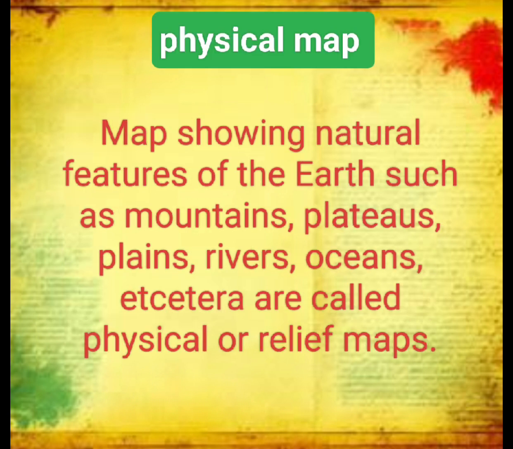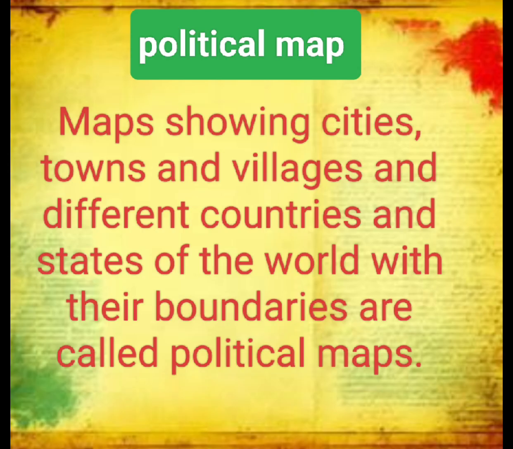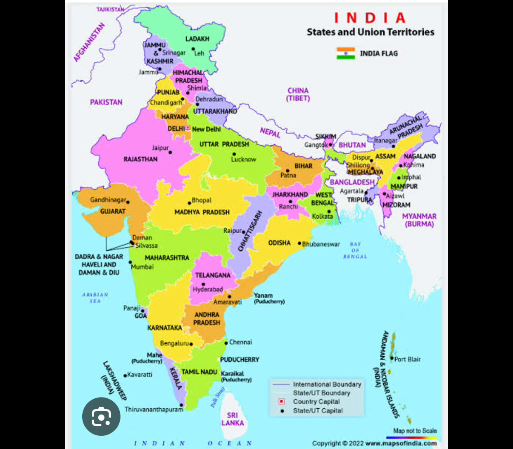There are different types of maps we are discussing here. The first one is the physical map. Those maps which show natural features of the earth like mountains, plateaus, plains, rivers, oceans, etc. are called physical maps or relief maps. The next type is the political map. Those maps which show the cities, towns, villages, different countries, states of the world, and their boundaries are called political maps.